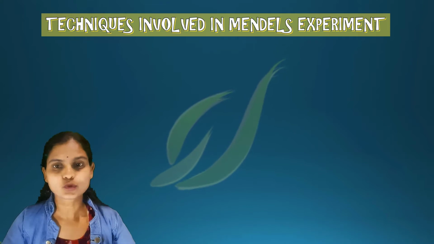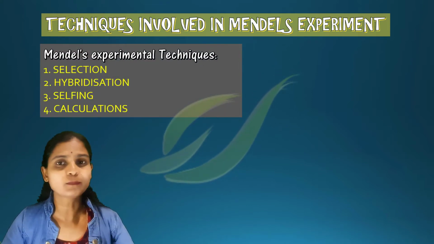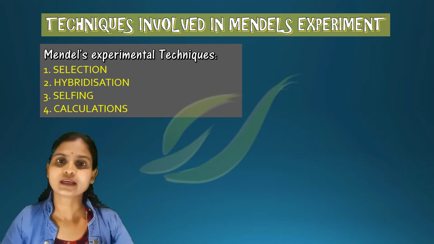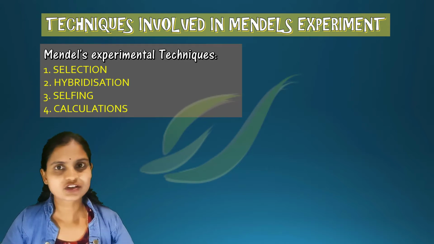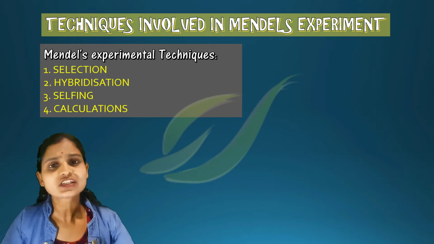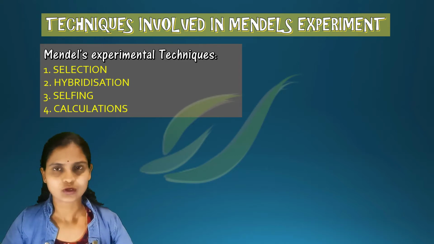So, the techniques used by Mendel involve 4 important steps. They are selection, then hybridization, selfing and calculations. Each and every technique we are going to study in detail now. So, the first one is selection.